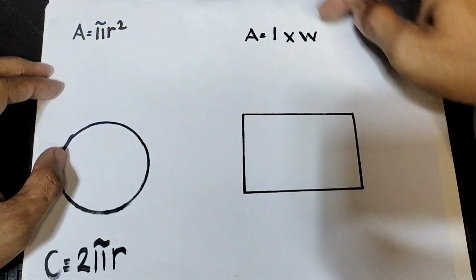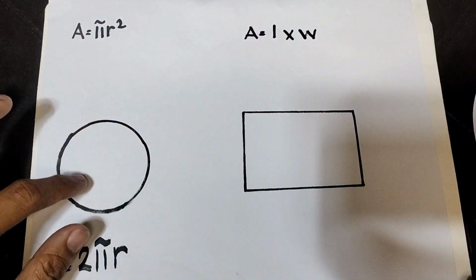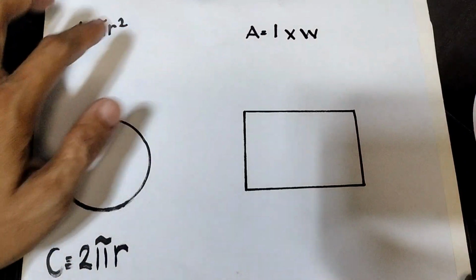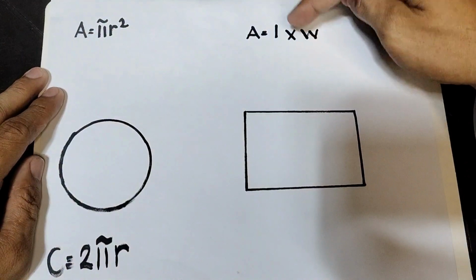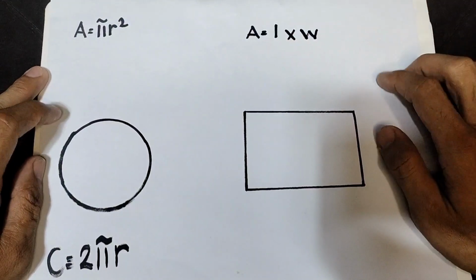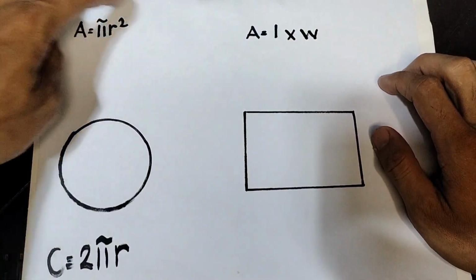And I'm gonna prove to you that this formula in finding the area of the circle, which is pi r squared, is equal to length times the width. Alright? So ito yung kailangan natin.